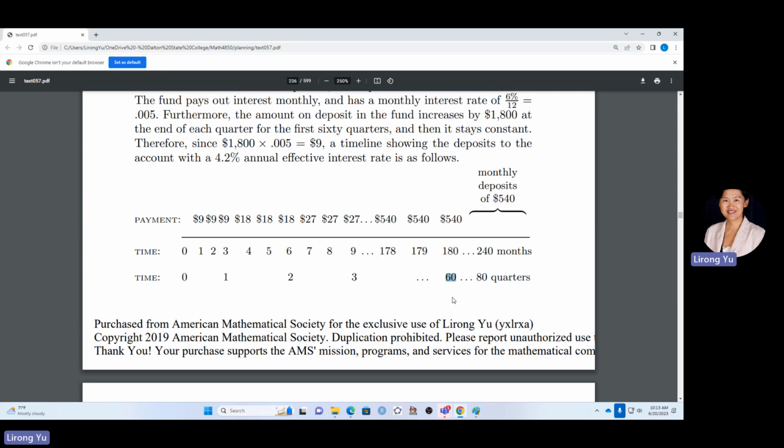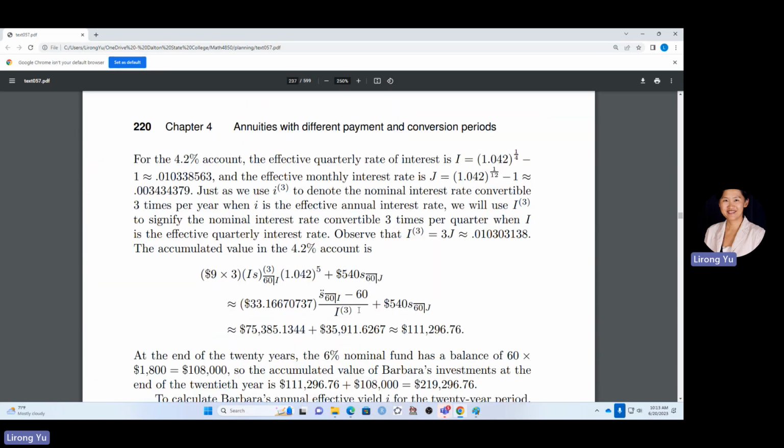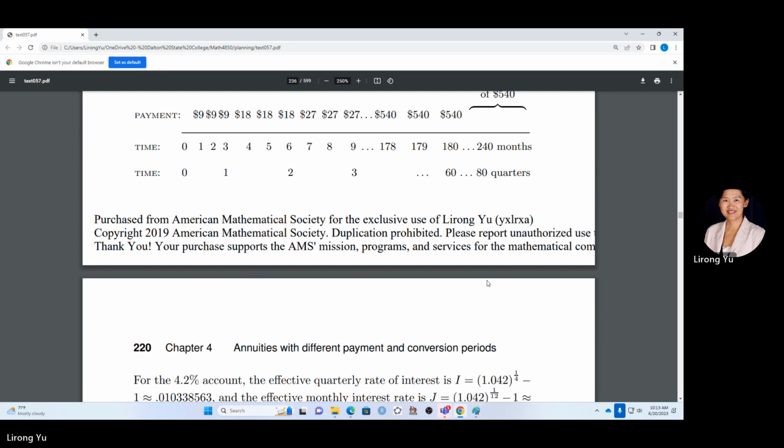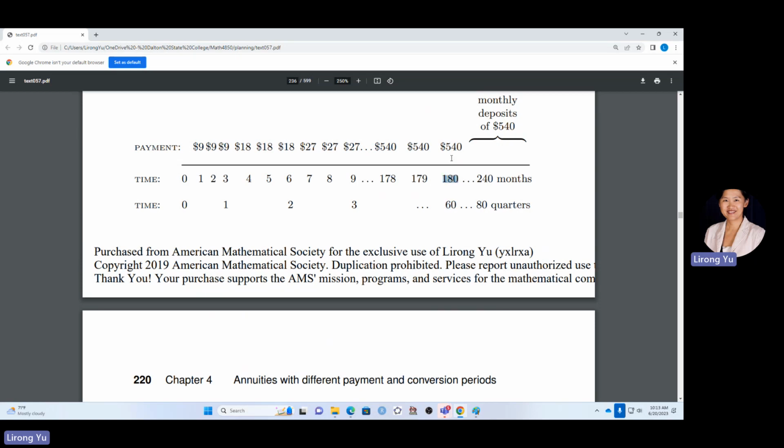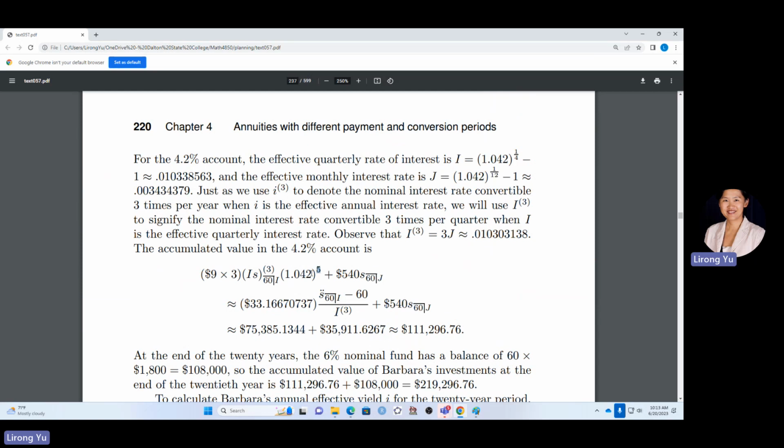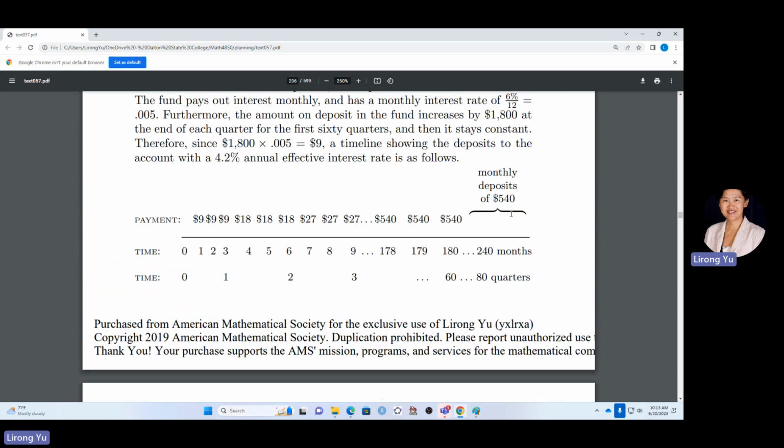So to find the future value at t equal to 240, you have to let it grow. You have to multiply by the accumulated growth factor 1.045 to the power of 5. That's 5 years. So at t equal to 60 quarters or t equal to 180 on this timeline, that's 15 years. And then you let it grow 5 more years to get t equal to 20 years. So at t equal to 20, this is the total future value. And then the rest of it is from 240 minus 180, which is 60. So we have 60 payments of 540. So same payment, repeated payment of 540 for 60 times.